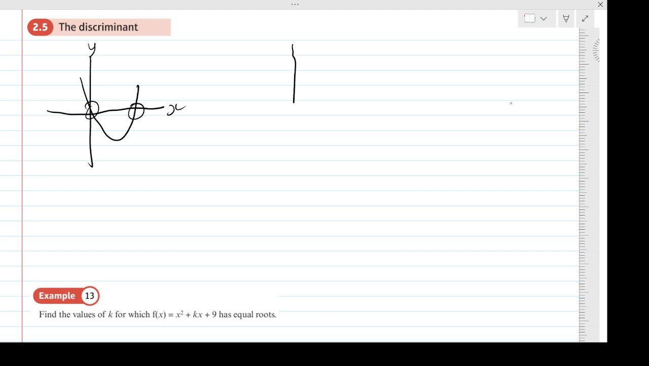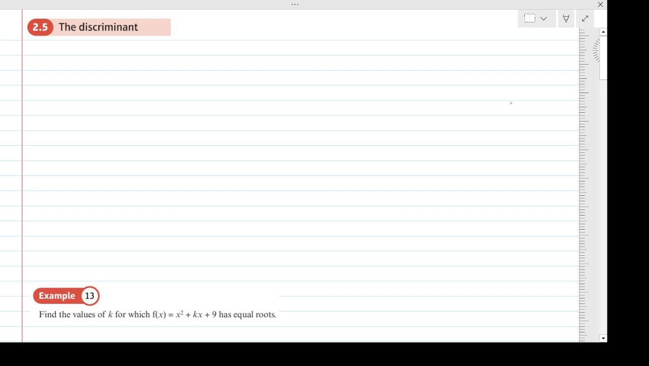But then we ran into some instances where the graph looked a bit like this, where it was above the axis. And weirdly, when we then solved the quadratic equal to 0, we got no solutions. So that motivates us now to work out exactly in what instances the quadratic graph crosses the x-axis, or when it's above or doesn't cross it at all. Okay, so let's have a look at an example then.